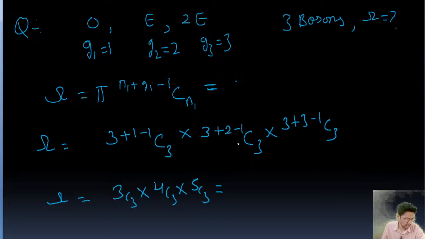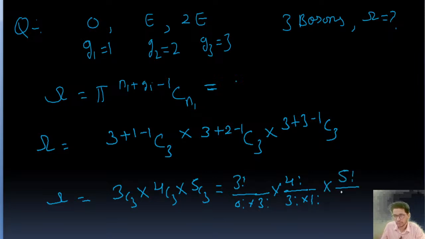So this is going to be 3 factorial upon 3 minus 3, 0 factorial into 3 factorial. Okay, and then into 4 factorial upon 3 factorial into 4 minus 3, 1 factorial, into 5 factorial upon 3 factorial into 5 minus 3, 2 factorial. Okay, so if we solve it, this value is going to be this one.